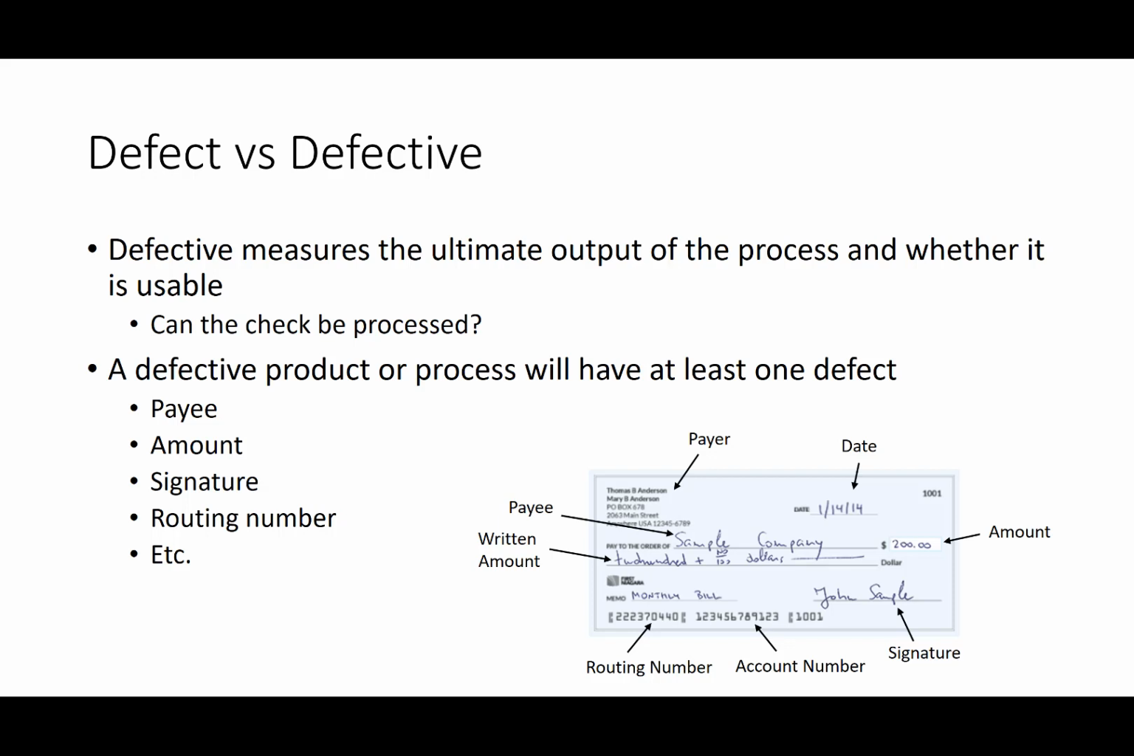So defect versus defective is something that many people struggle to understand and comprehend from a Six Sigma perspective. A defective measures the ultimate output of the process and whether or not that product is useful. In the case of a check, the defective check would be that the check could not be processed, versus a non-defective check would be the check can be processed as is. Now the defects could be all throughout. There could be an incorrect payer, incorrect date, amount, a poor signature, or an incorrect routing number. Any one of those defects would have the opportunity to make the entire check defective.